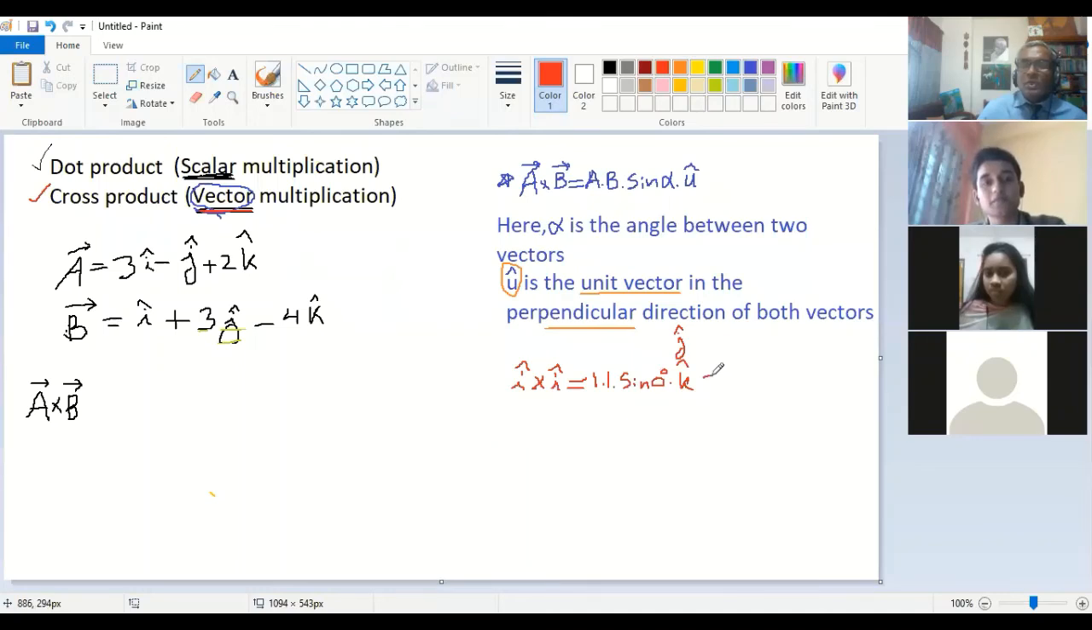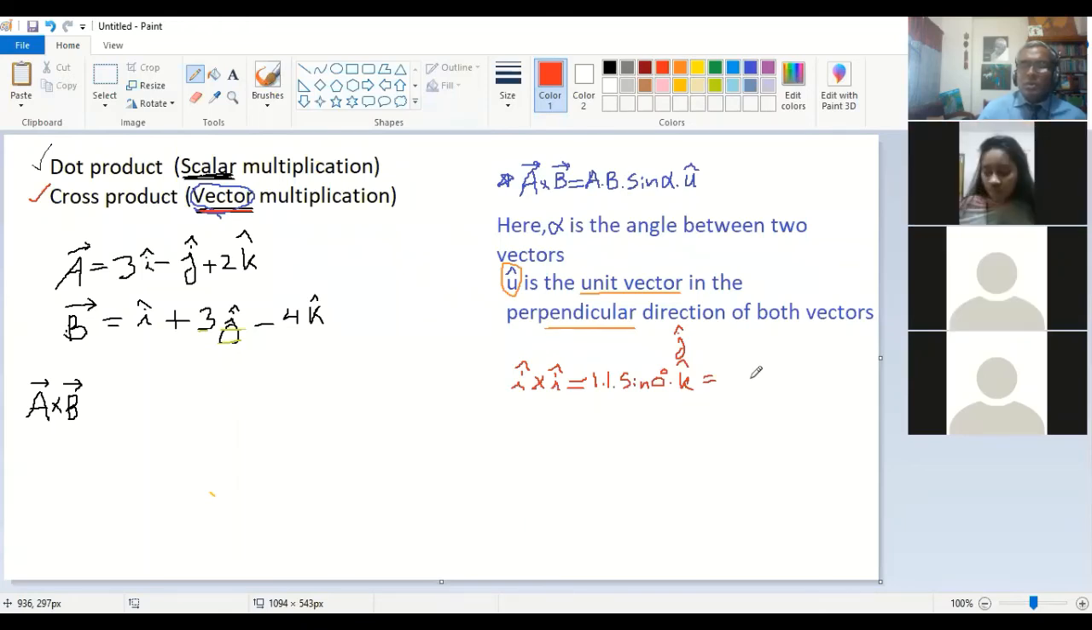So what will be the final answer? Will j come in some cases and k in others? No. Final answer will be 0 because sine 0 is 0. So you put j here or you put k here, it does not matter. The result will be 0 at the end of the day. There is no chance of a confusing result. Okay, so this is i cross i.